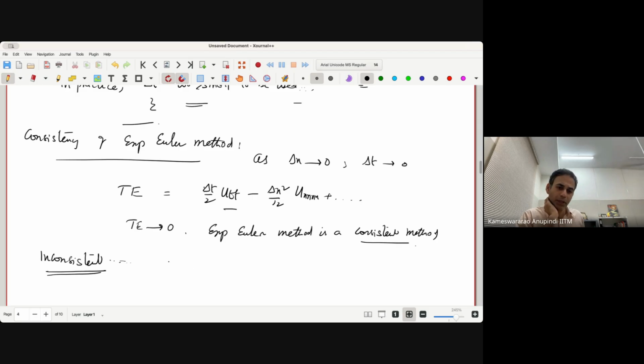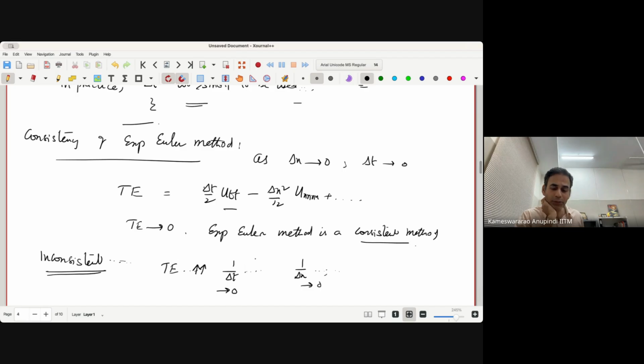Let us say, for example, in the expression for truncation error, instead of getting delta t and delta x squared in the numerators, you may get something like 1 by delta t or 1 by delta x, some term like this. If you get something like this, then what this means is that as you make delta t smaller, your truncation error is actually increasing. Similarly, with delta x smaller, your truncation error is actually increasing.